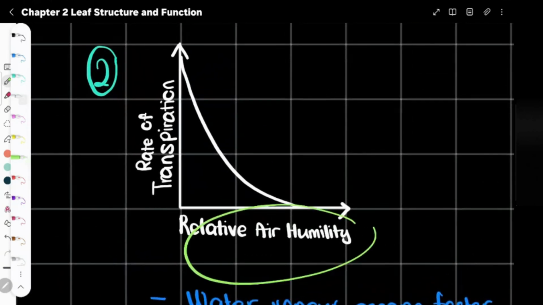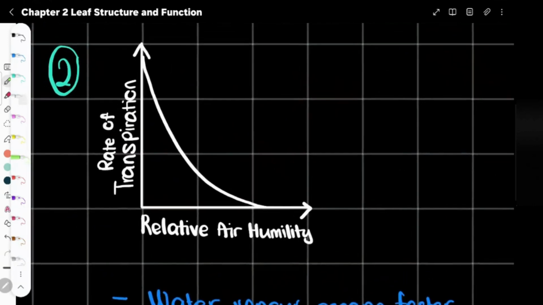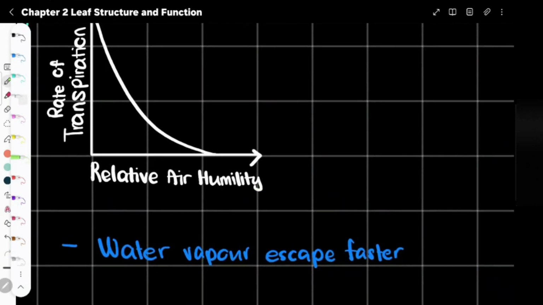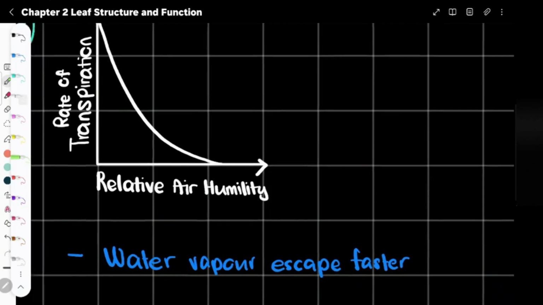Air humidity is not the temperature. The rate: the less air humidity, the more it will evaporate, so that's why the graph is going down. I'm not good at this part, so that's why I'm going fast here. Also why? Because water vapor escapes faster. That's why it's going down faster.